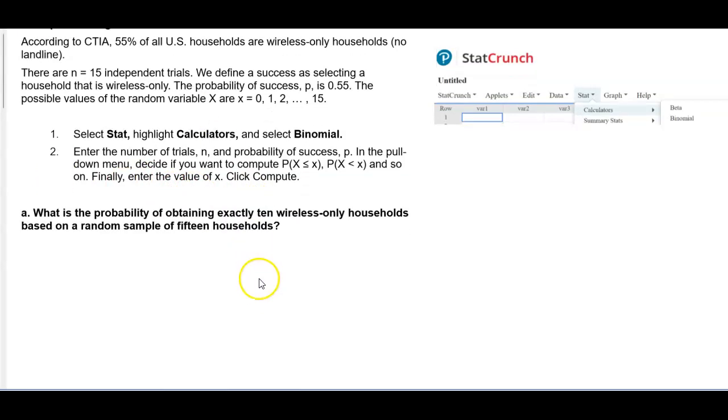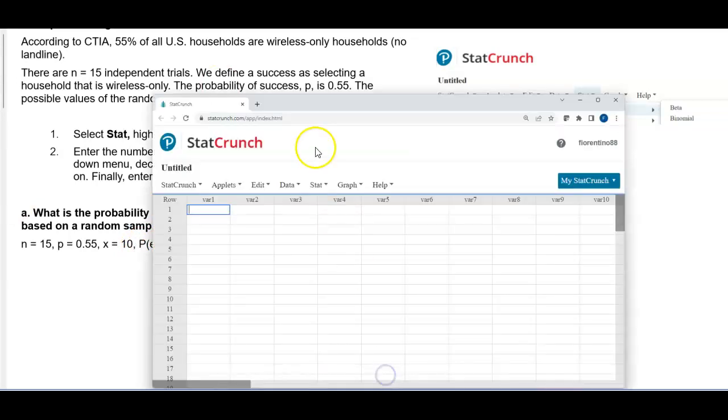So the first question is, what is the probability of obtaining exactly 10 wireless-only households based on a random sample of 15 households? Well, we have n is equal to 15, p is equal to 0.55, and x is equal to 10. So you have to know that when it says x equals 10, you're looking for the probability of exactly 10 that are wireless only. So let me open this StatCrunch up.